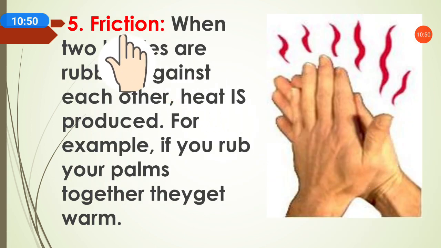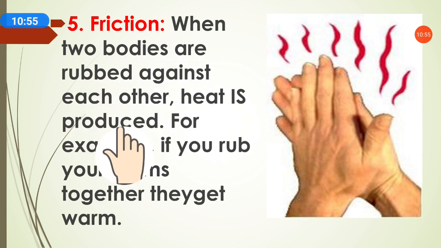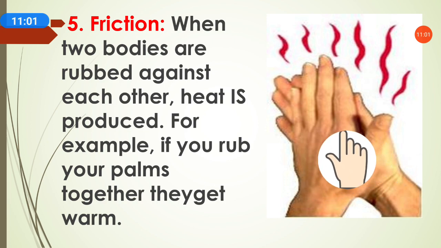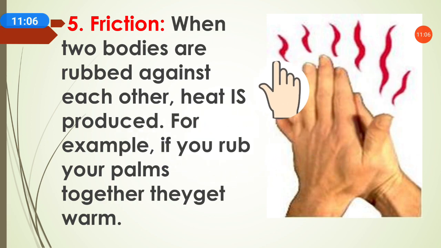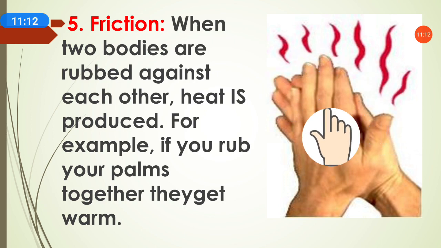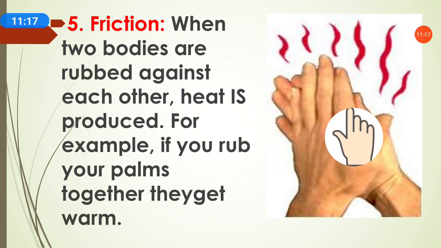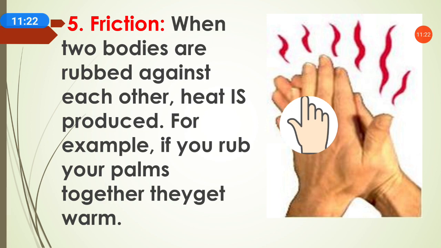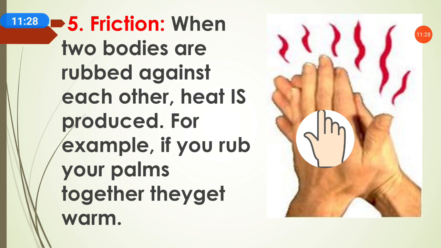Now next is friction. What is friction? When two bodies are rubbed against each other, heat is produced. If you rub your palms continuously, heat will be produced. You can try it as a practical too. When you rub your palms together, they get warm. This is friction, rubbing of two bodies, and it also gives us heat.